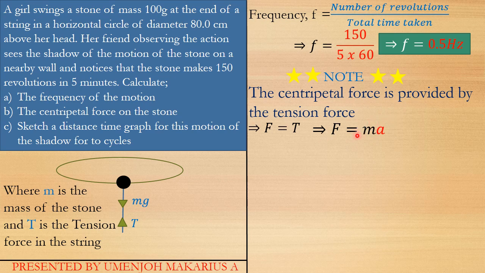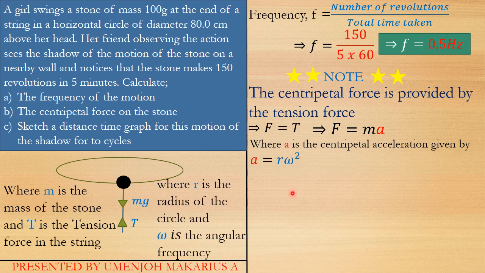But let's tell them that the acceleration in this case, A, is the centripetal acceleration, which in turn is given as A equals r omega squared. But we have to tell them what r and omega are. Like I said, symbols in physics are very, very important. Each time you use a new symbol, you must define what it is. So we tell them that r is the radius of the circle and omega is the angular frequency.